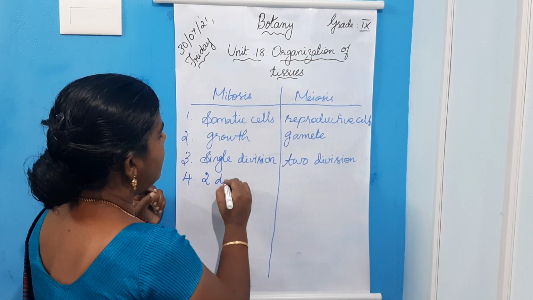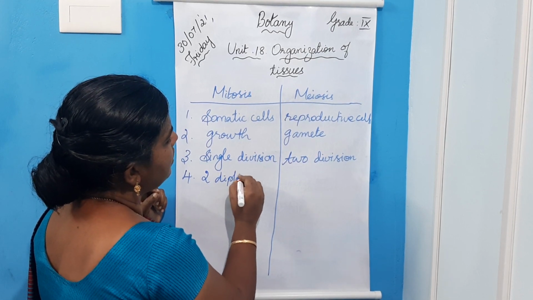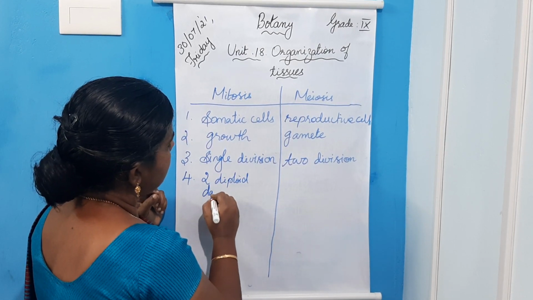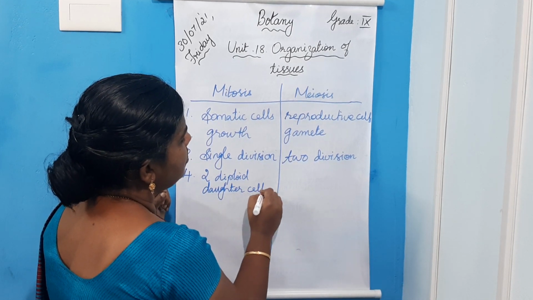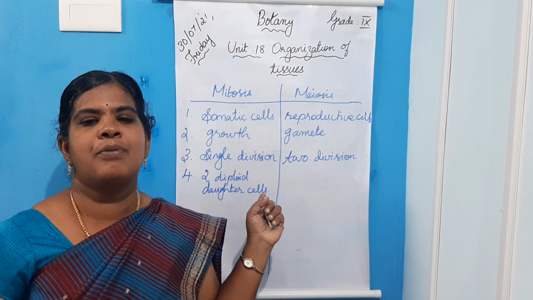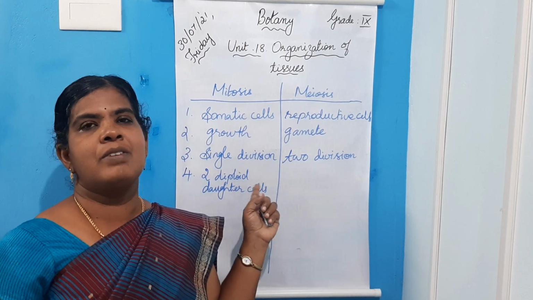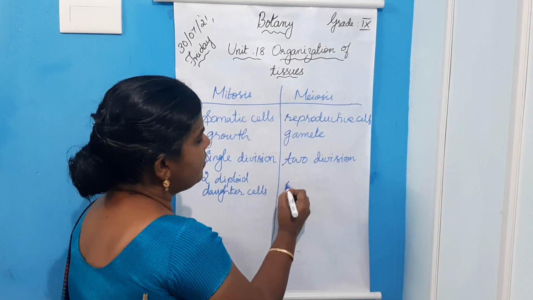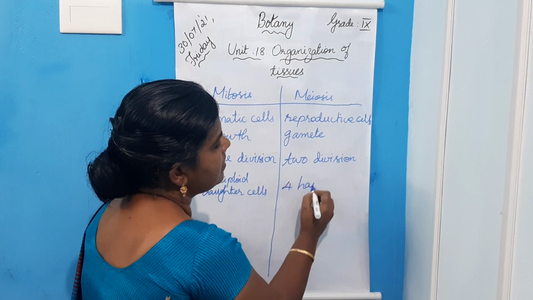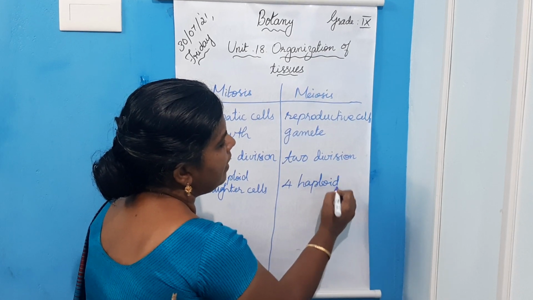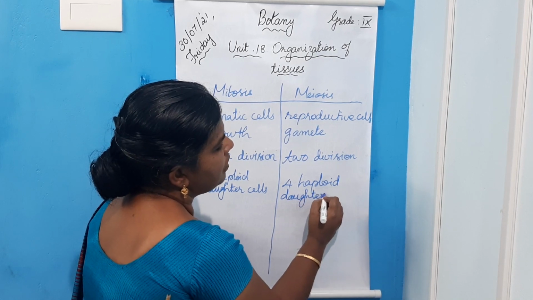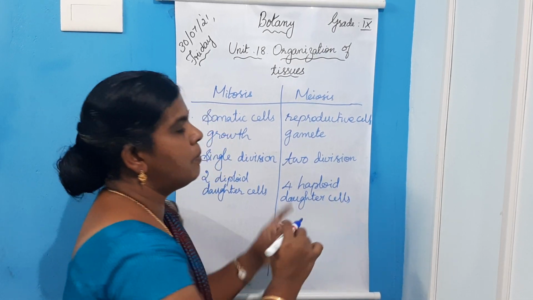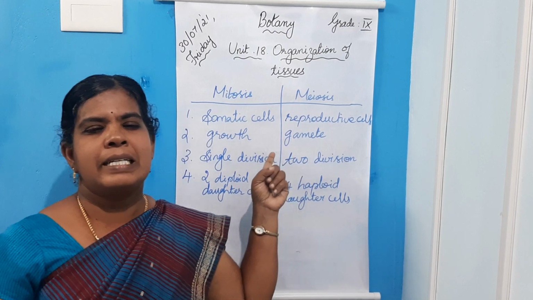Two diploid daughter cells are formed by mitosis cell division. What about meiosis? Four haploid daughter cells are formed by meiosis cell division.